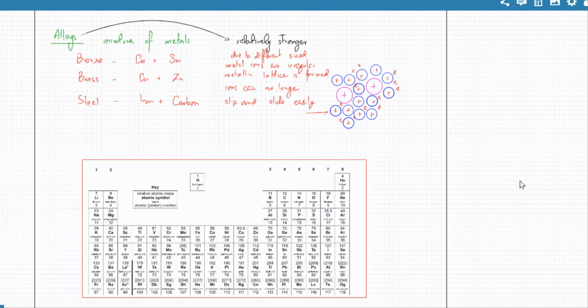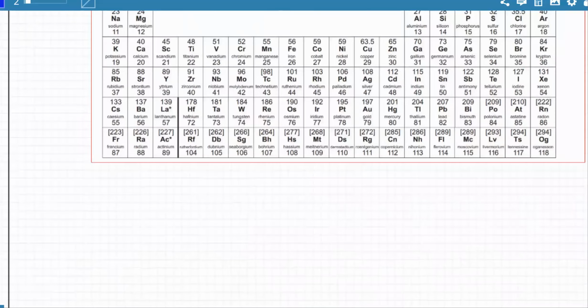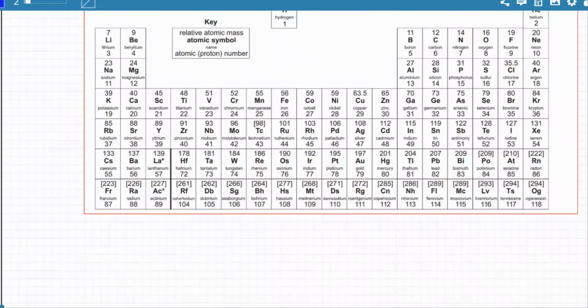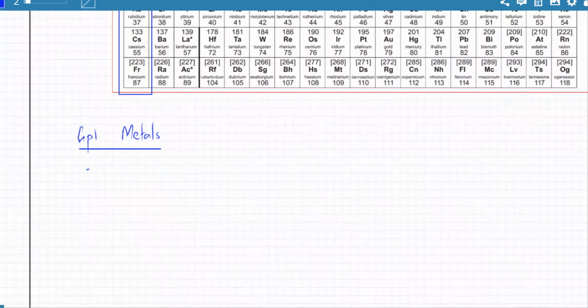The ones on the left side are, we're going to start with group one metals. Group one metals have certain properties, so we're going to discuss those. Group one metals are these ones, the ones that you see over here. That's group one. So we're going to talk about group one metals first. About group one metals, they're extremely reactive.